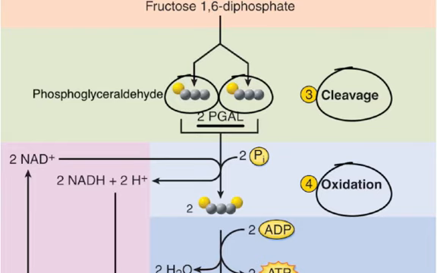Each PGAL is then oxidized by removing a pair of hydrogen atoms. The electrons and one proton are picked up by NAD+, yielding NADH and a proton. At this step, a phosphate group is also added to each of the carbon-3 fragments.